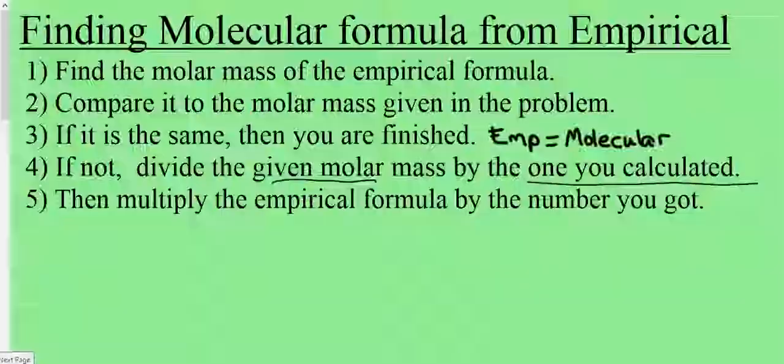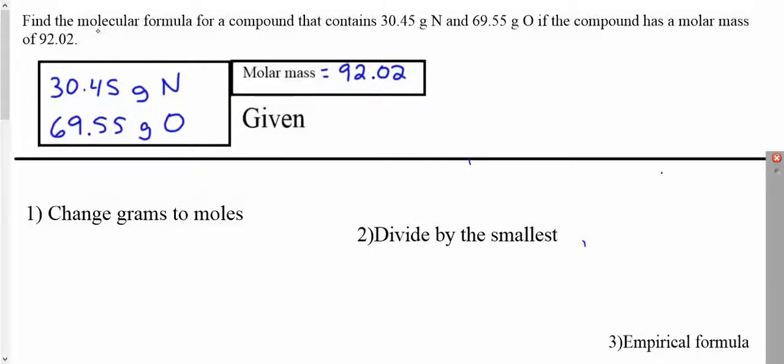Alright, I'm going to show you how to use these steps. Here's your sample problem. Find the molecular formula of a compound that contains 30.45 grams of nitrogen and 69.55 grams of oxygen if the compound has a molar mass of 92.02. So I've written all your given information here. 30.45 grams of nitrogen, 69.55 grams of oxygen. Also given that the molar mass is 92.02. All of this is given in the problem. So now we'll go through the steps. Here are the steps written here.